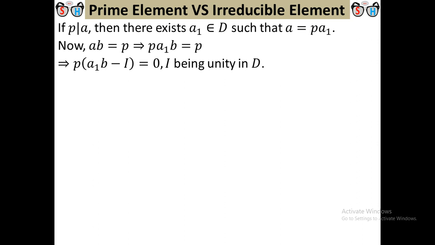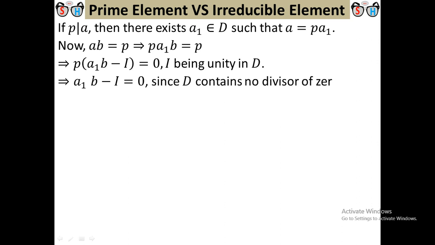Now you see that P is a non-zero element because P is prime, it must be non-zero, and this is an element in the integral domain D. If A1B minus I were non-zero, then we would have a multiplication of two non-zero elements equal to 0, but that is not possible since an integral domain does not contain divisors of 0. Therefore A1B minus I must be 0, since D contains no divisor of 0 and P is non-zero from the definition of prime element.